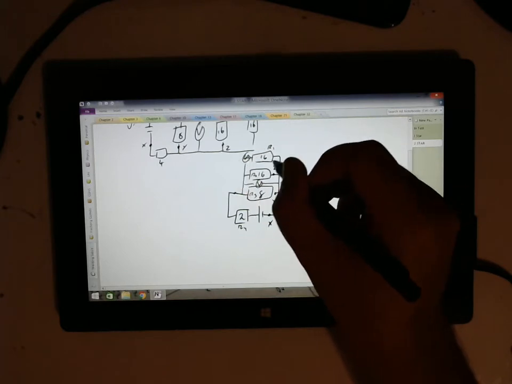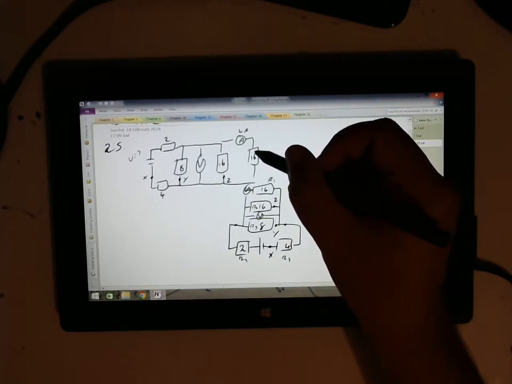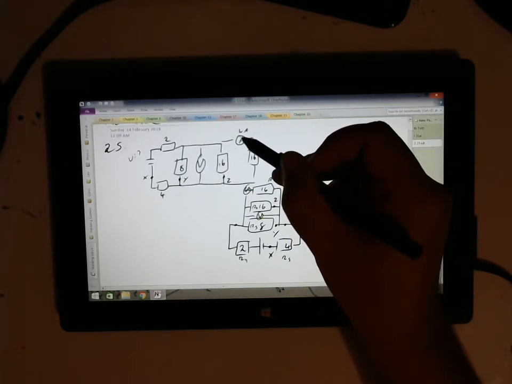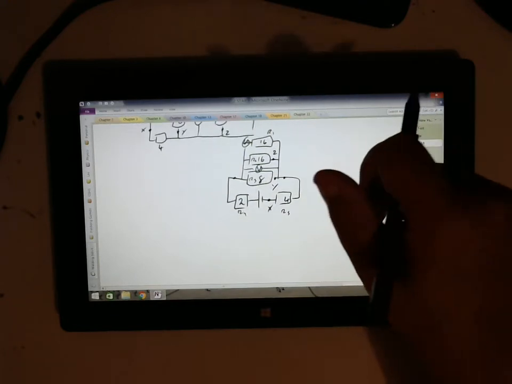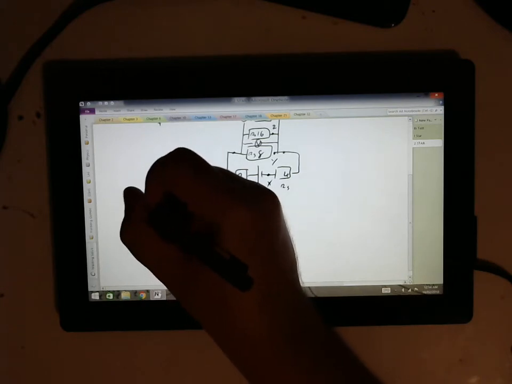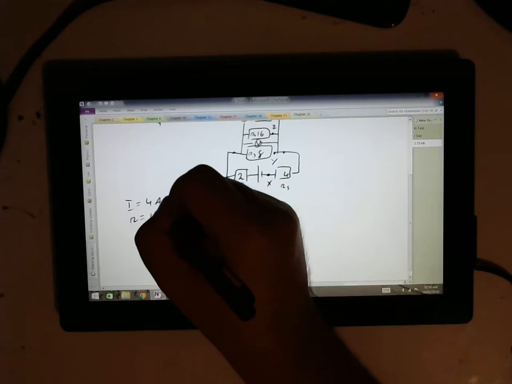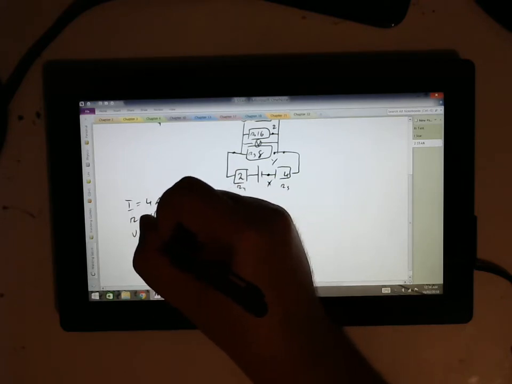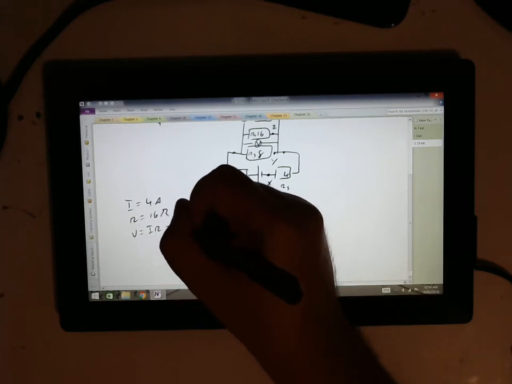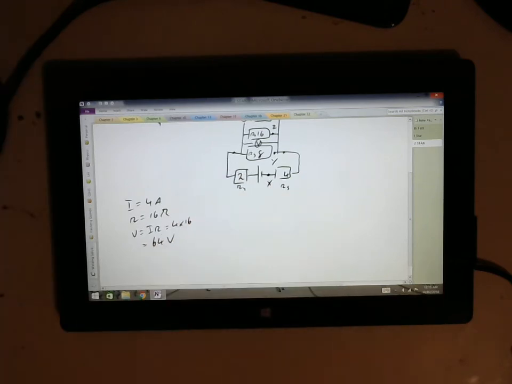Let's start off with resistance 1 here, because this is the only one we have any information about. We have our 16 ohm resistor, our R1, and we have our 4 amp current running into it. So we have our current equals 4 amps, and our resistance equals 16 ohms. And from that we can work out the voltage going across it. Remember, V equals IR is going to equal 4 times 16, so it's going to equal 64 volts.